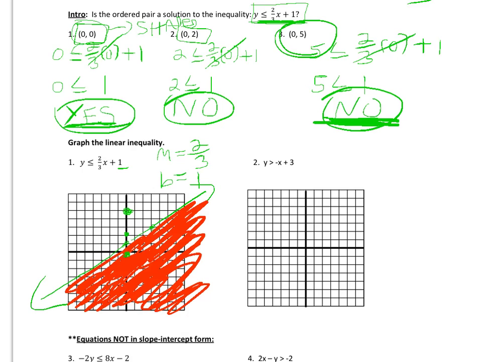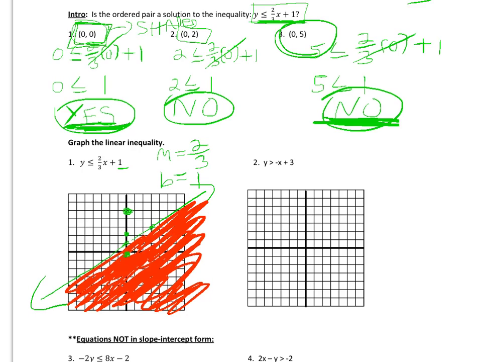Now, what we can use as a test, this is much easier using 0, 0, because when you plug those in, everything cancels out, and you get the answer right away. If you plug in 0, 0, and you get yes, then the origin should be in the shaded region, which it is for number 1. If you get no, then that point that you tested should be in the unshaded region.